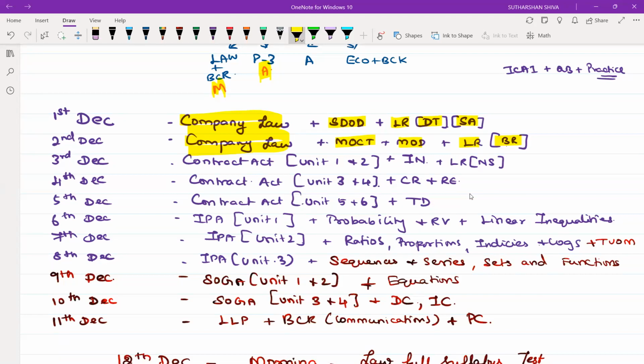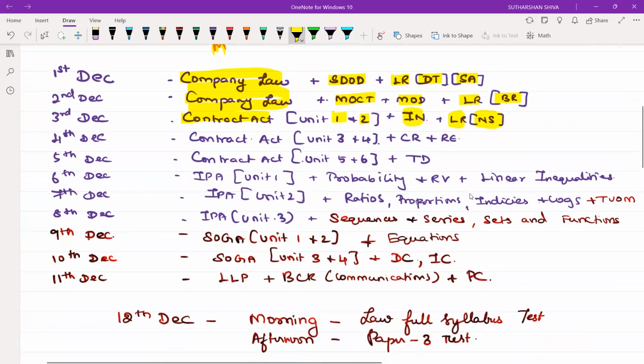Next, we will give time to Contract Act, Unit 1 and Unit 2, and index numbers, and in logical reasoning we will study number series. Next, we will give time to Contract Act, Unit 3 and Unit 4, and follow correlation and regression. Then Contract Act, Unit 5 and Unit 6, along with theoretical distribution.